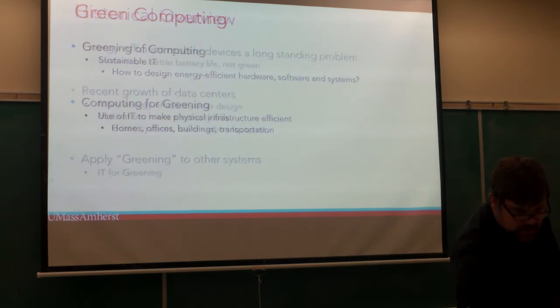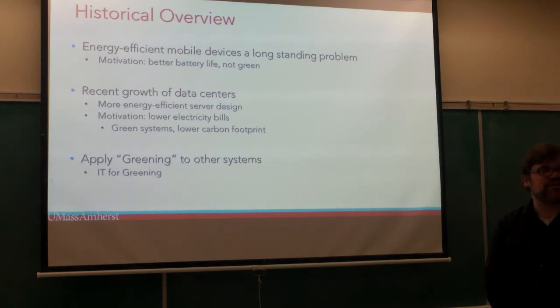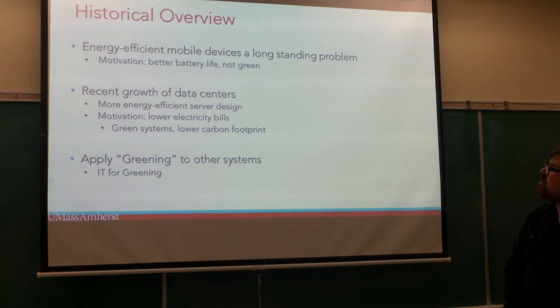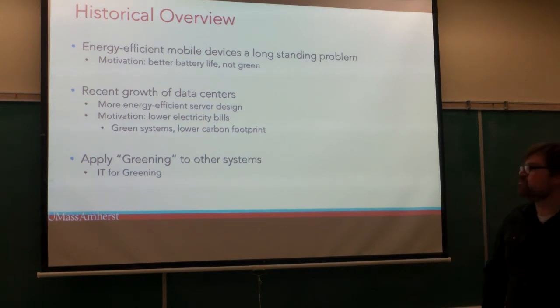So, a historical overview. Energy efficient mobile devices have been a problem where I think over the years it's gotten a little bit better. It used to be that with a smartphone you would get less than a day of battery life. Now I think the standard is maybe you expect a little bit more than a day of battery life from your mobile phone. But the motivation here is different, right? We're not trying to get better battery life. We're just trying to reduce the total amount of energy that things use.